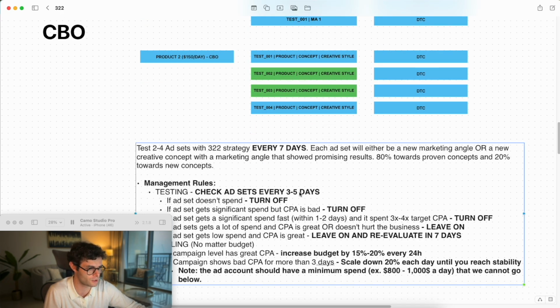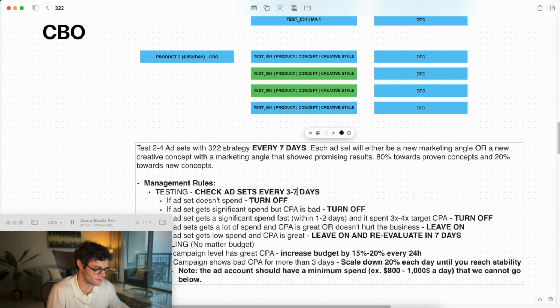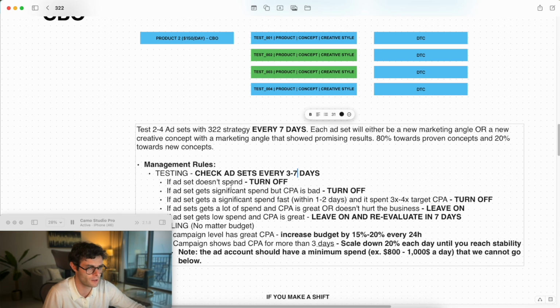Okay, so I would correct this because it depends. I say 3 to 5 days, but it could also be 3 to 7 days. So let me just change it because it makes the most sense based on what I just said. Okay, if the ad set doesn't spend, turn it off after 7 days. Okay, if the ad set doesn't spend a lot and it's really unprofitable, just turn it off after 5 days, perhaps. You'll have to see based on the other ad sets that are running.